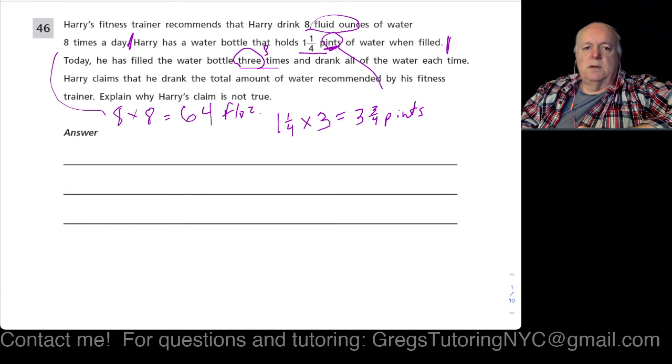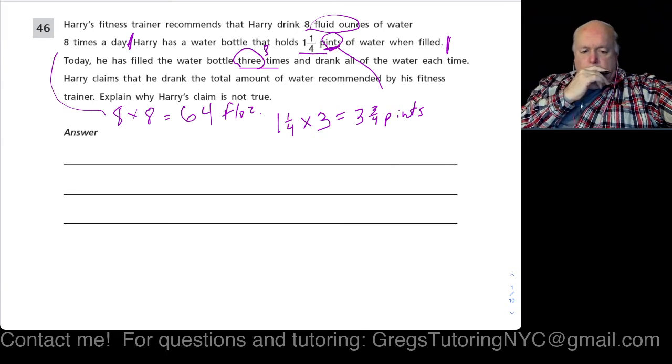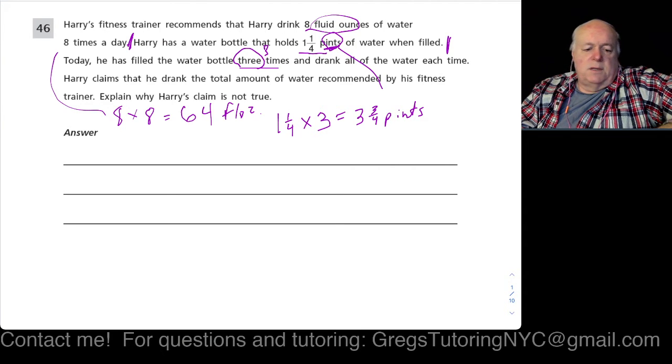Harry claims that he drank the total amount of water recommended by his fitness trainer. Explain why Harry's claim is true or not. Okay? So what we need to do is map either pints to fluid ounces or fluid ounces into pints. So we definitely need to do a unit conversion to figure that out. Okay? You guys are provided a table.